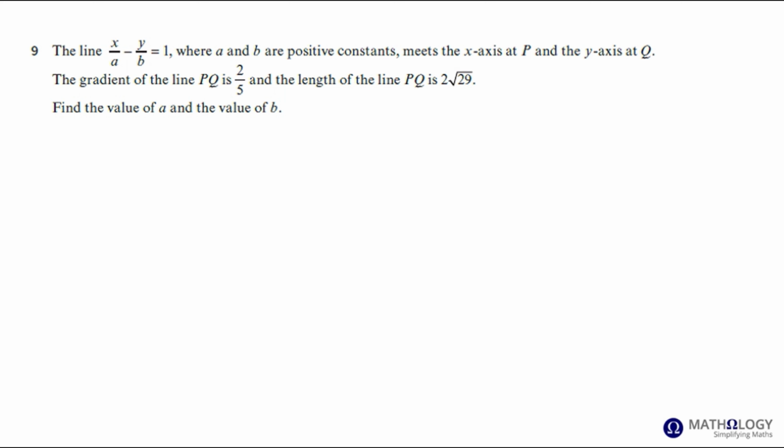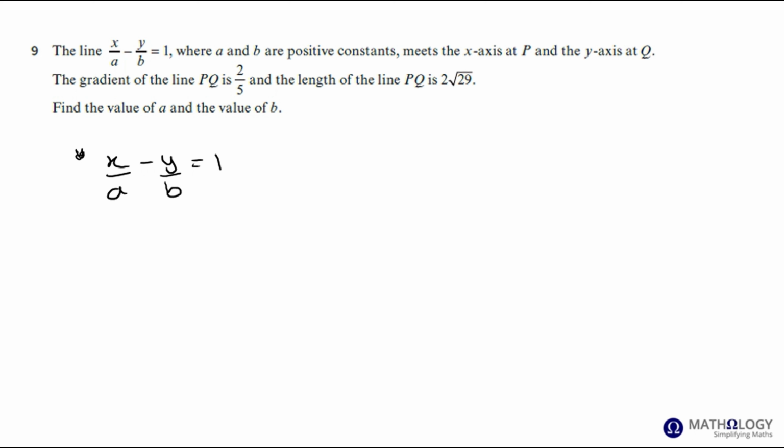The line x over a minus y over b equals 1, where a and b are positive constants, meets the x-axis at P and the y-axis at Q. The gradient of the line PQ is 2/5, and the length of the line PQ is 2 root 29. We're required to find the values of a and b. It's going to be difficult to draw a diagram because we don't know what a and b are, so we're going to do this without a diagram.